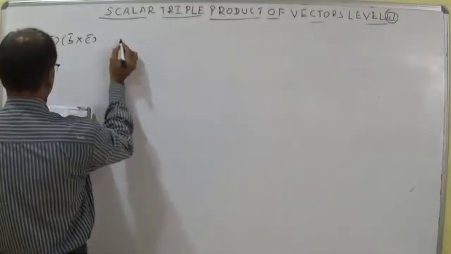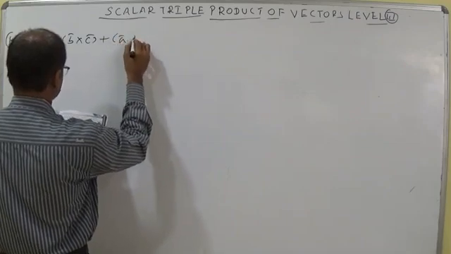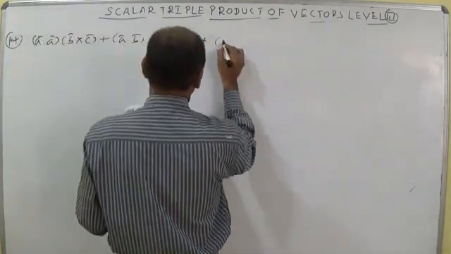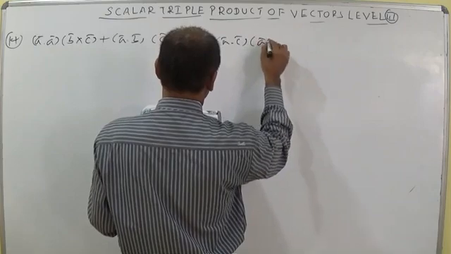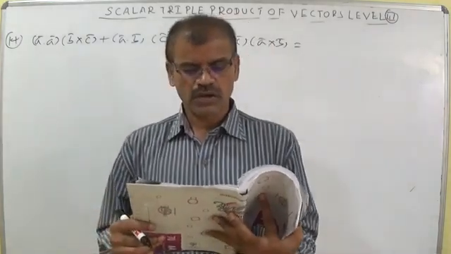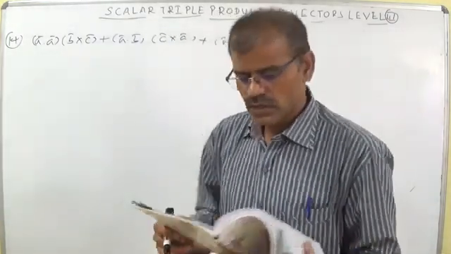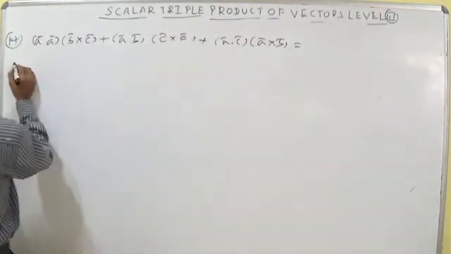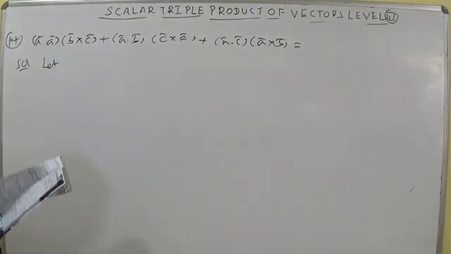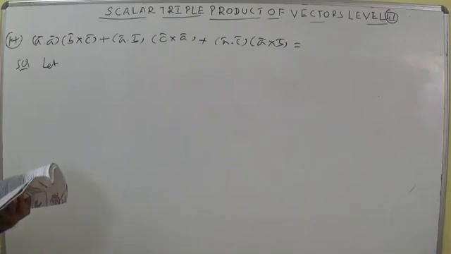A bar into B cross C plus B bar into C cross A plus C bar into A cross B. This one we should calculate: A dot B cross C plus A dot B cross C, plus A dot C cross A, plus A dot C A cross B. According to the condition, no other hint is given, so you should try to understand that a, b, c are 3 non-coplanar vectors.